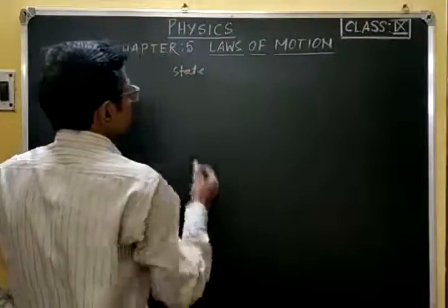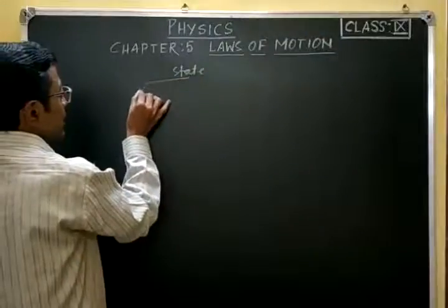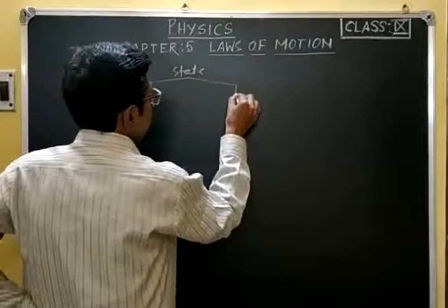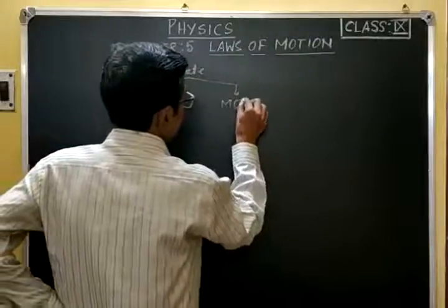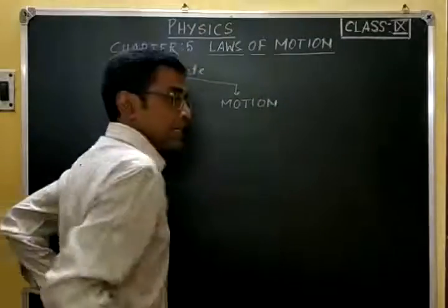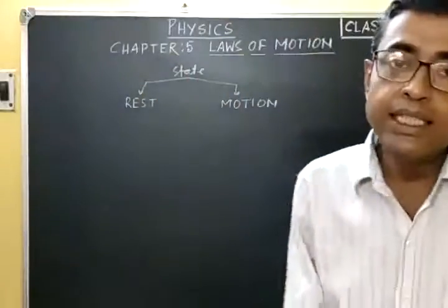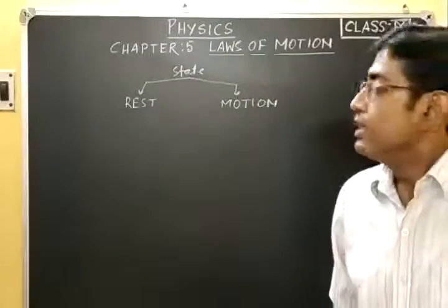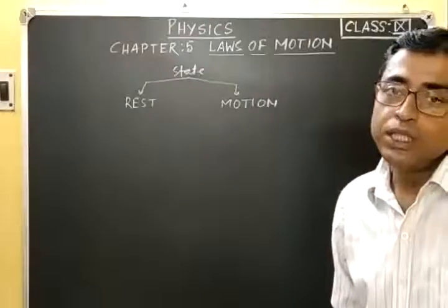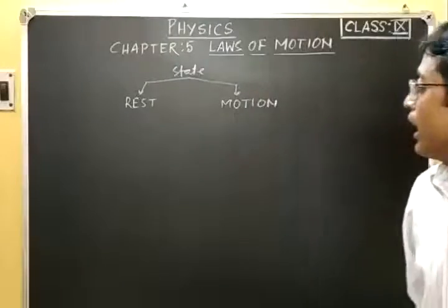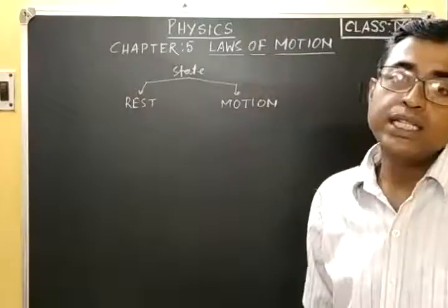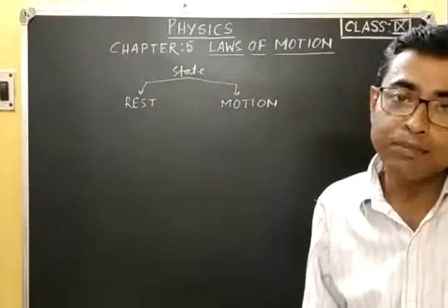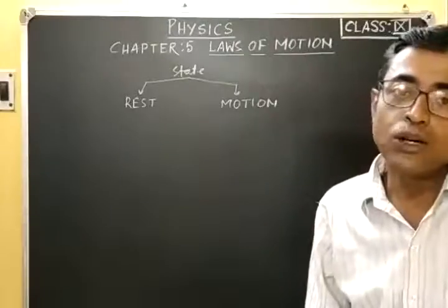Before going into this chapter, from class 7 or 8 you have learned there are two states of any substance, not solid, liquid or gas, that is the state of rest, and another is the state of motion. Remember. So, what is state of rest? When a body is not changing its position with respect to the surrounding, then the body is said to be in a state of rest. And what about motion? When a body changes its position with respect to the surrounding with time, then it is called in a state of motion.